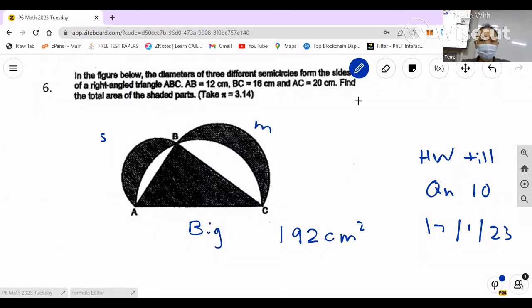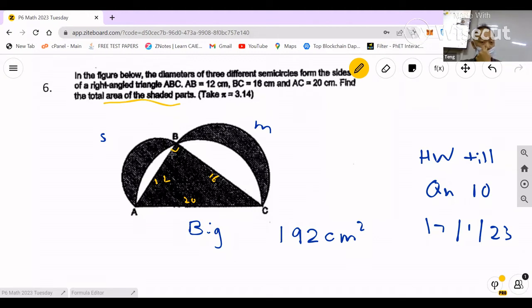So they did give us the information, just that that's right, this is 12. BC is 16, so this one is 16. And AC equals 20, so this one is 20. Now this is a right angle triangle, so I can actually find the area of this triangle quite easily. So the idea, you see, we want to find the total area of the shaded part.